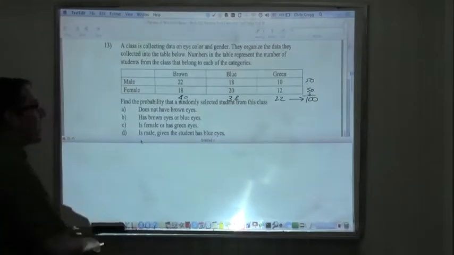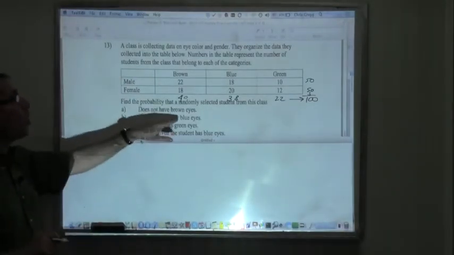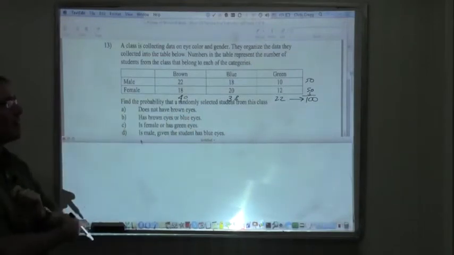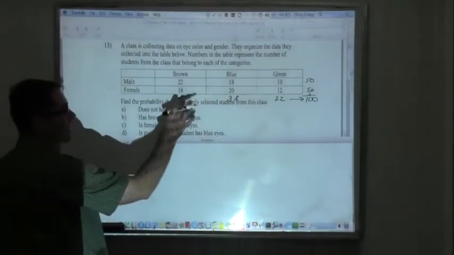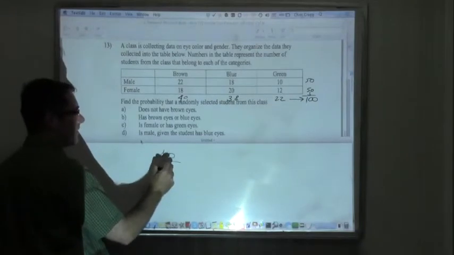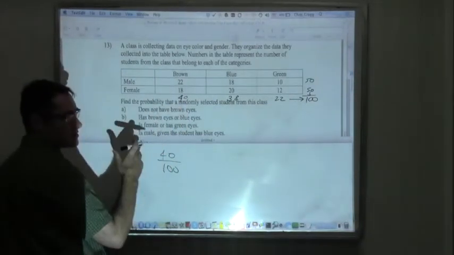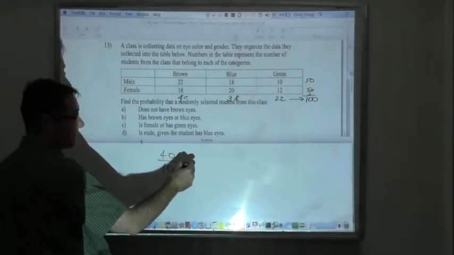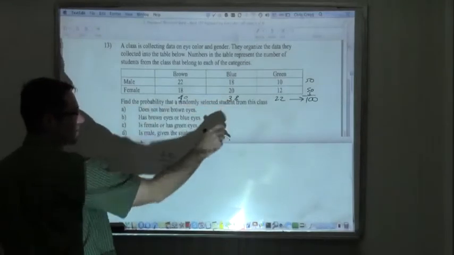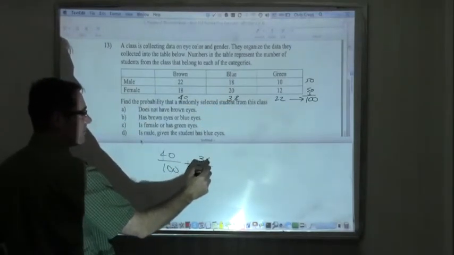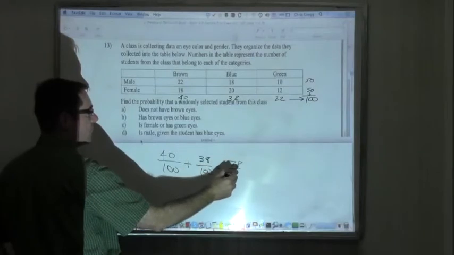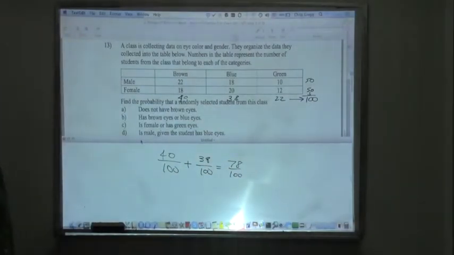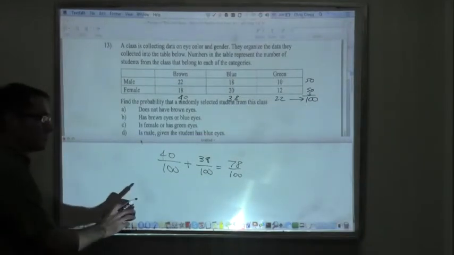All right. Now we're looking for the probability that the person has brown eyes or blue eyes. Well, you can do it a couple different ways. You can say the probability of brown eyes is 40 out of 100, because it's 40 out of a total of 100 students. Add, because if it's or, you're going to add them together, 38 out of 100 to give you the blue-eyed people. 78 out of 100. Right? Questions on that one?